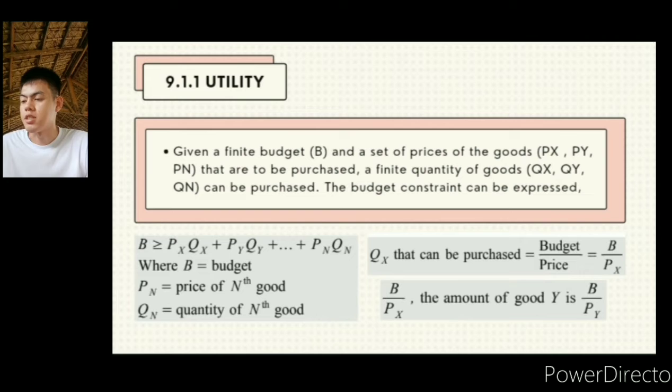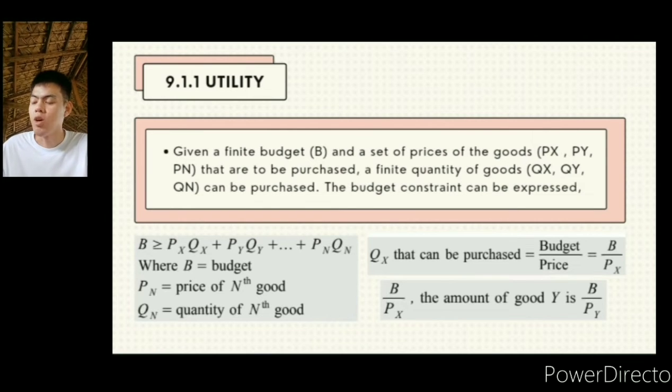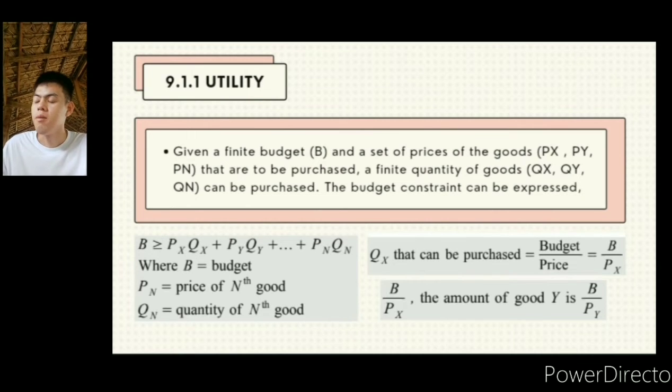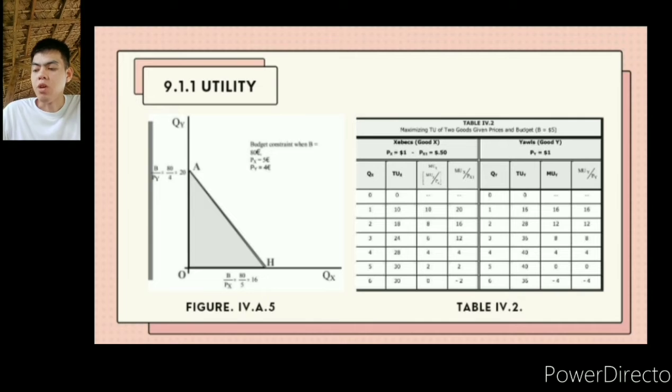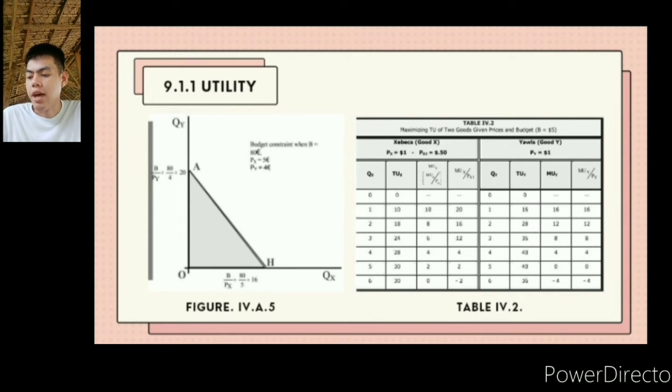QX that can be purchased is budget over price, or the B over PX. B over PX is the amount of good. Y is the B over PY. Then let's proceed to the another figure in table. In figure 4.8.5, it shows us all the possible combinations of good X and Y that can be purchased lie along or inside a line connecting the X and Y intercepts.